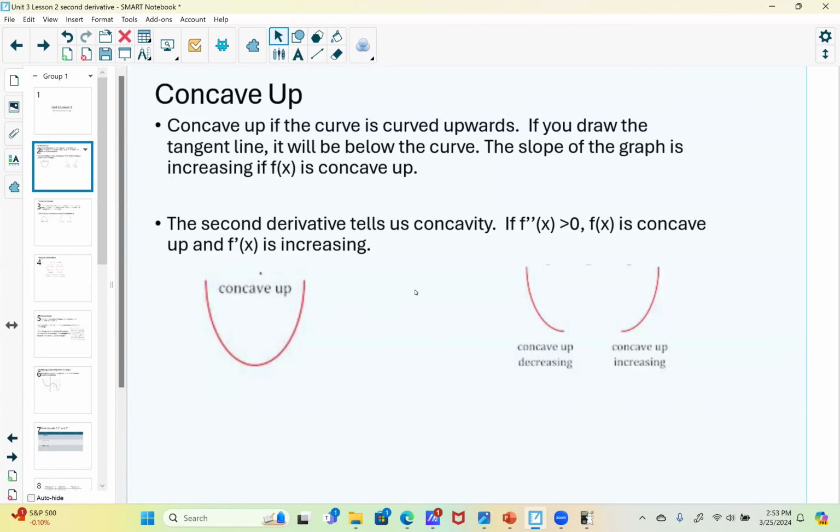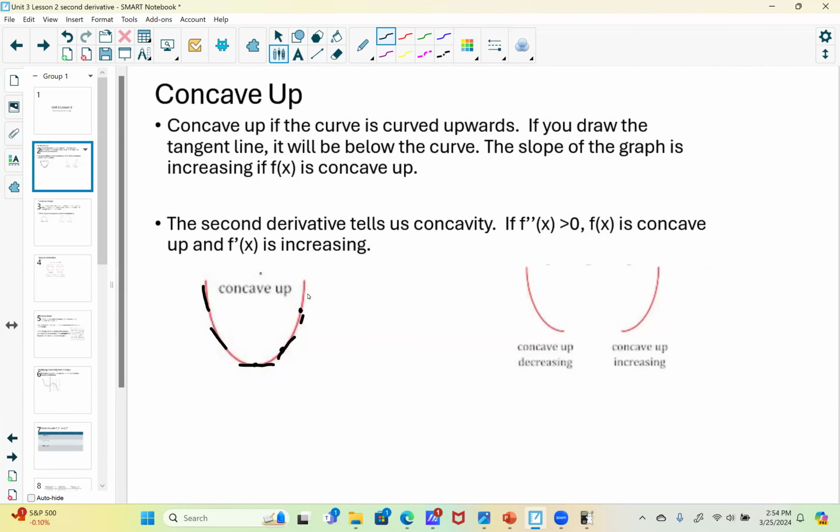So in this video, we're going to talk about concavity. So concave up is if the curve is curved upwards. And how we can kind of tell this is if you draw the tangent line, it will be below the curve. So if I draw the tangent line on all of these spots, the tangent line would fall below the curve.